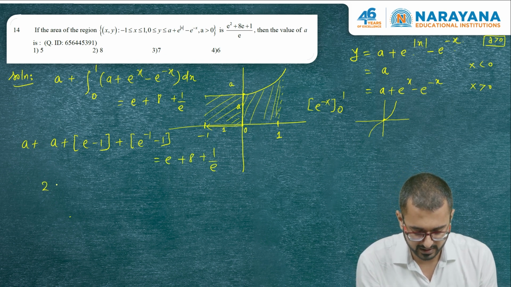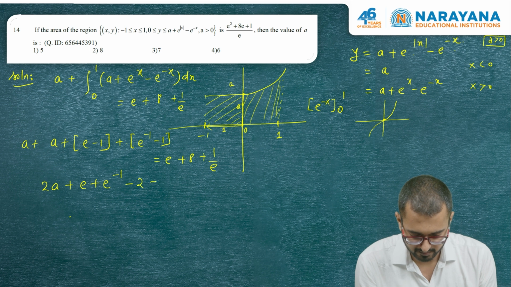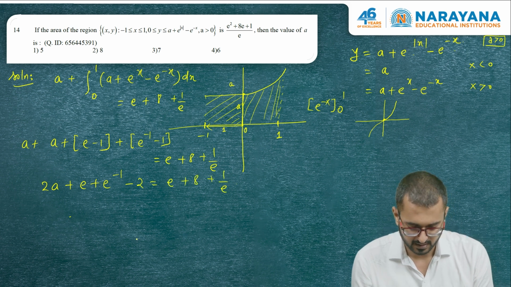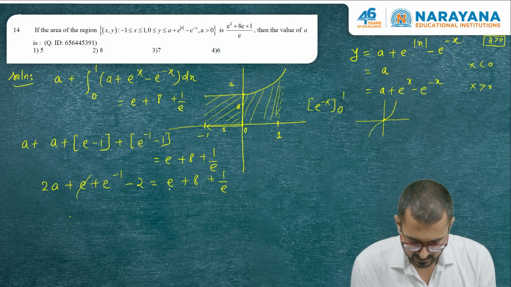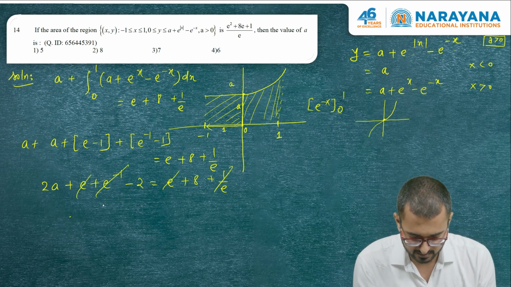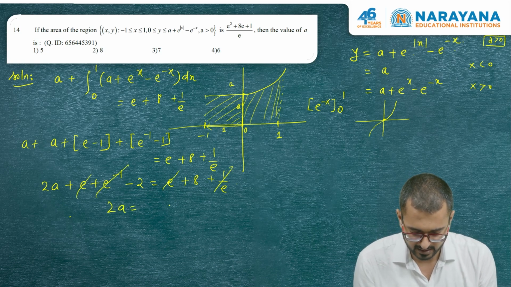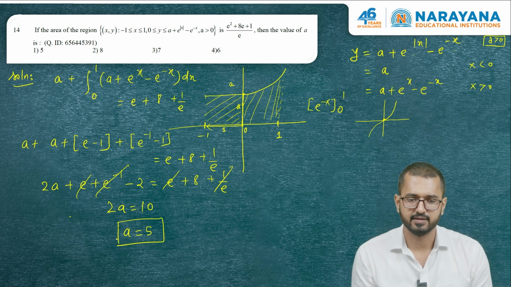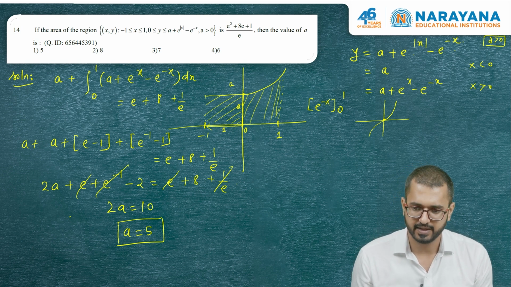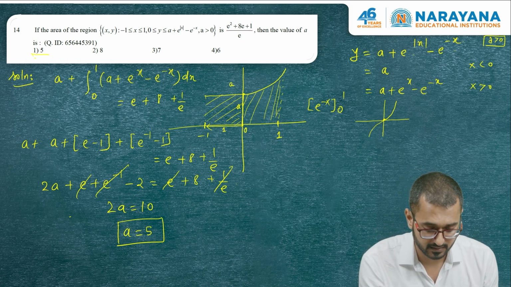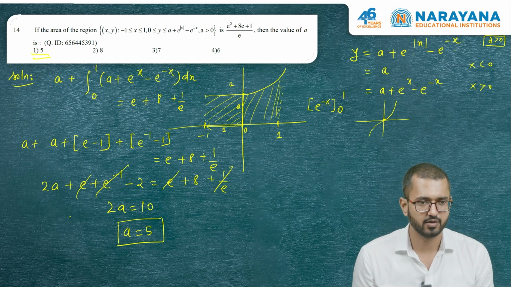So now this will become 2a plus e inverse, and then minus 2 is equal to e plus 8 plus 1 by e. So now from here you can see this e cancels, e inverse cancels. So 2a is equal to 8 plus 2, which will become 10. So I am getting a is equal to 5. So a is equal to 5. This will make our option 1 correct.